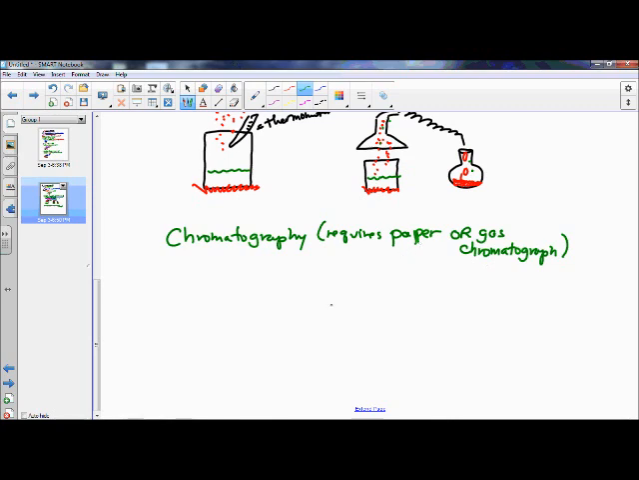Paper is used for separating liquids. This one also separates, you need to have differences, it separates based on size. This is not quite like a filter though. In chromatography, the substance has to be pushed across either paper or pushed through air.